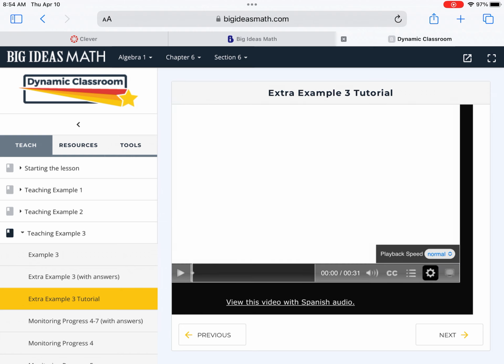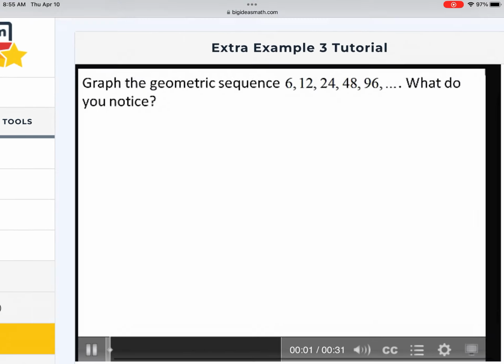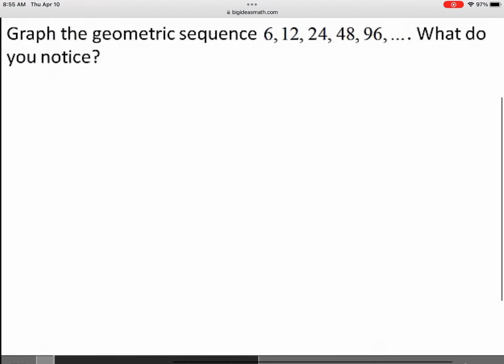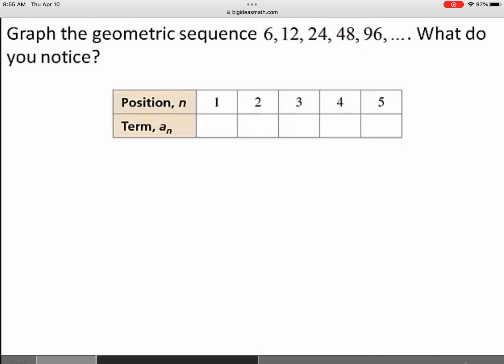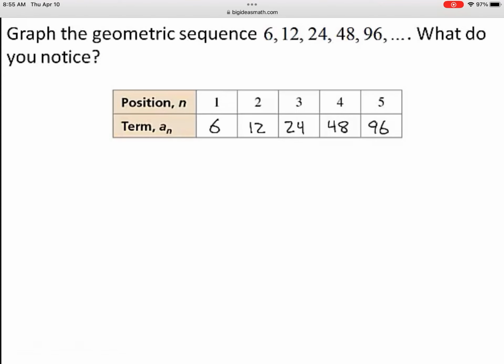Graph the geometric sequence 6, 12, 24, 48, 96. What do you notice? First, make a table. The first term is 6, the second term is 12, the third term is 24, the fourth term is 48, and the fifth term is 96.